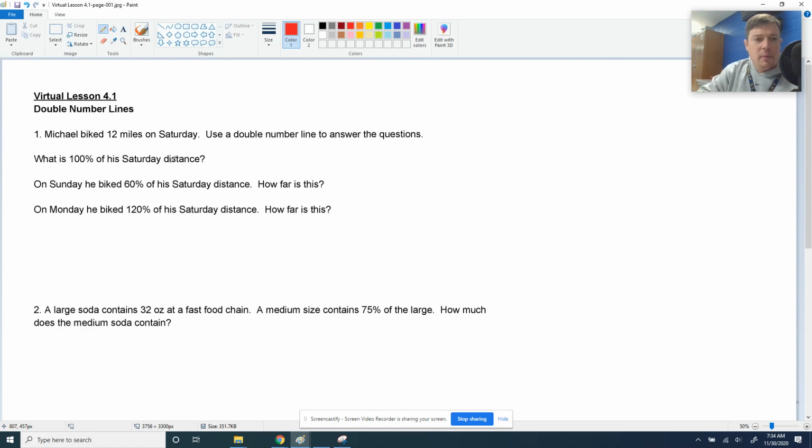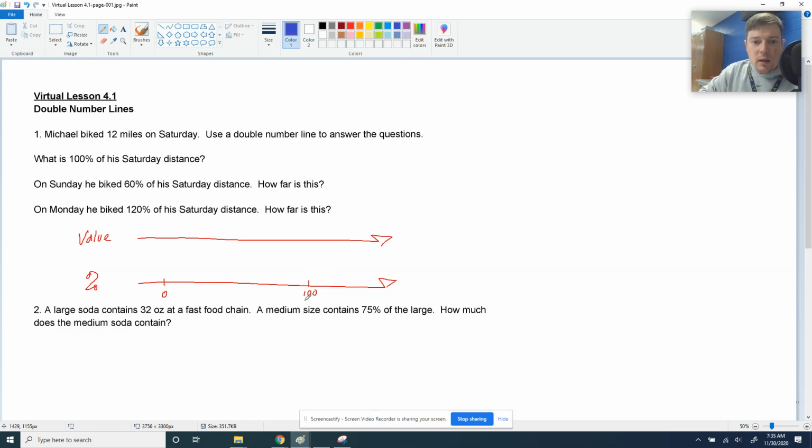So let's do this. Michael biked 12 miles on Saturday, and we need to use a double number line to answer these questions. All right, so double number lines, I introduced you a little bit to those last week. There's always going to be two parallel lines. The one on top is normally the one that I put with the value of whatever you're talking about, and then the percentage is matched along with it on the bottom. The percentage is always going to have two numbers, 0 and 100, involved. Always, always, always. 100 is your whole. It's your out of number, is what I like to call it.